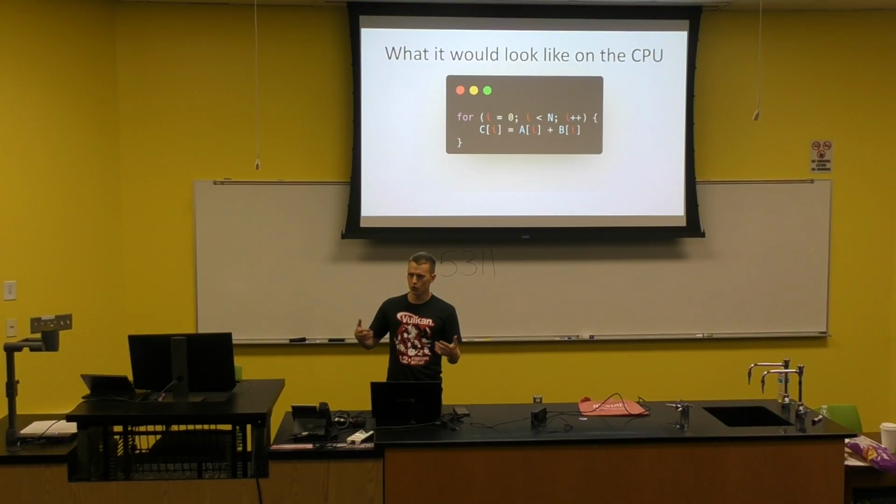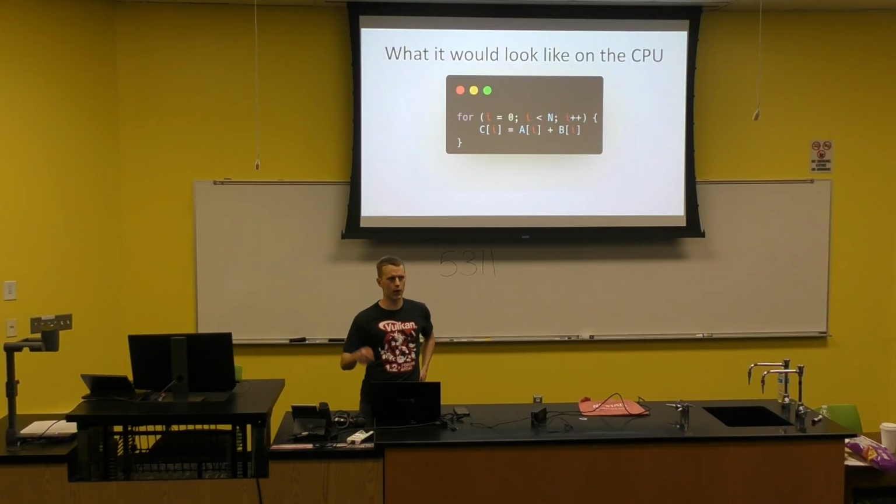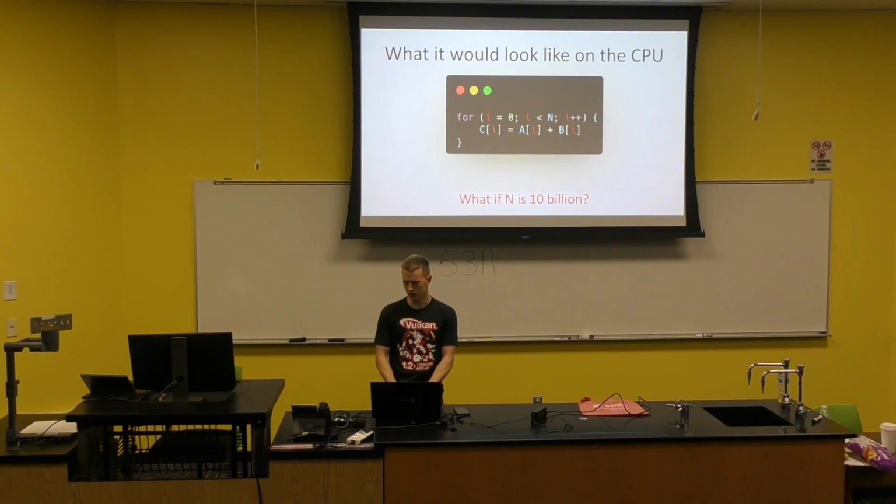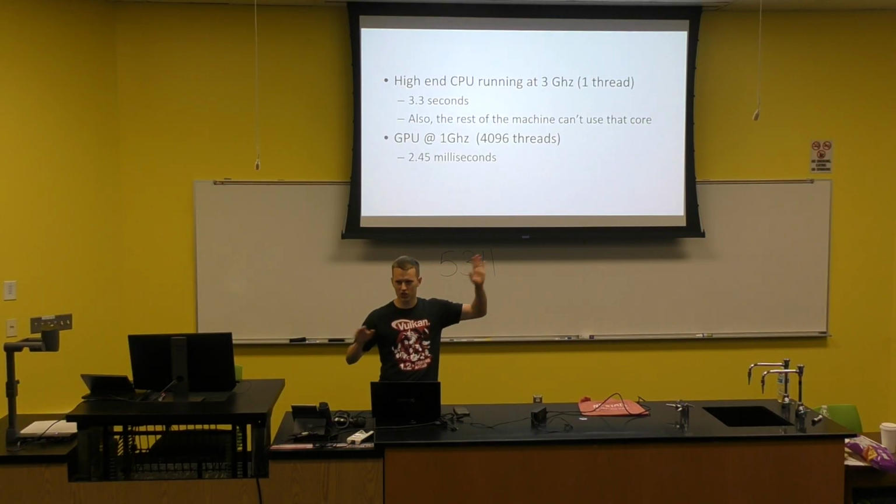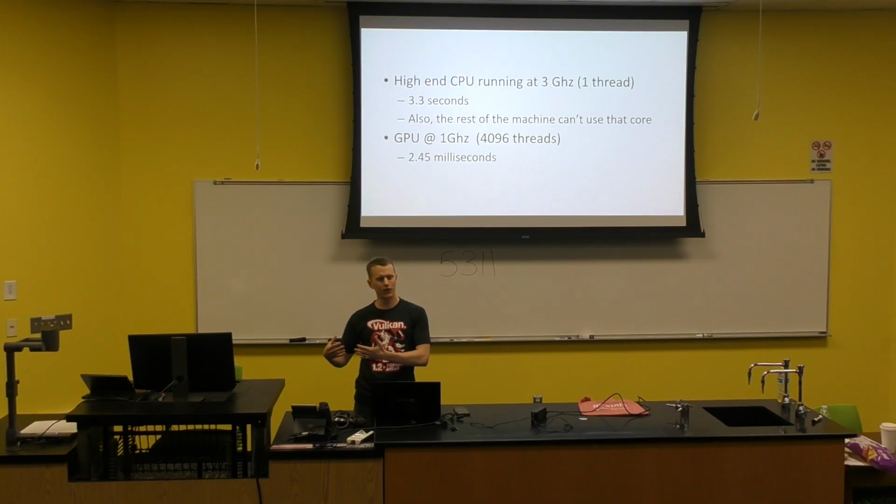So in a CPU, if you look at this code, it's just a for loop, and we're just going to do A plus B and put it in C, right? Well, what happens when n is 10 billion? These are just rough numbers, just to give you the ballpark idea. If you have a CPU at 3 gigahertz and it's on one thread, that's 3 seconds. And you can't even use the CPU for the rest of your machine. But if you put it off to a dedicated piece of hardware, even though it's a little bit slower, because of the sheer parallelness, you can get this down to milliseconds.